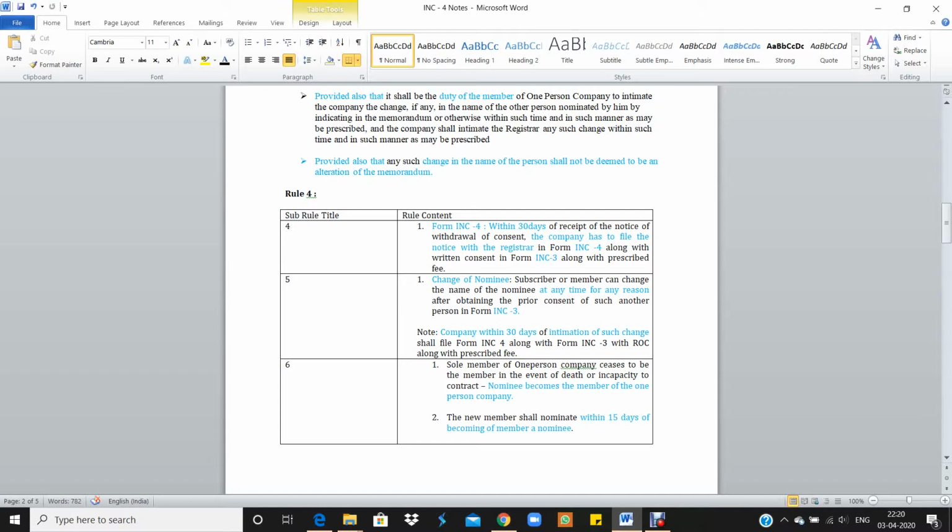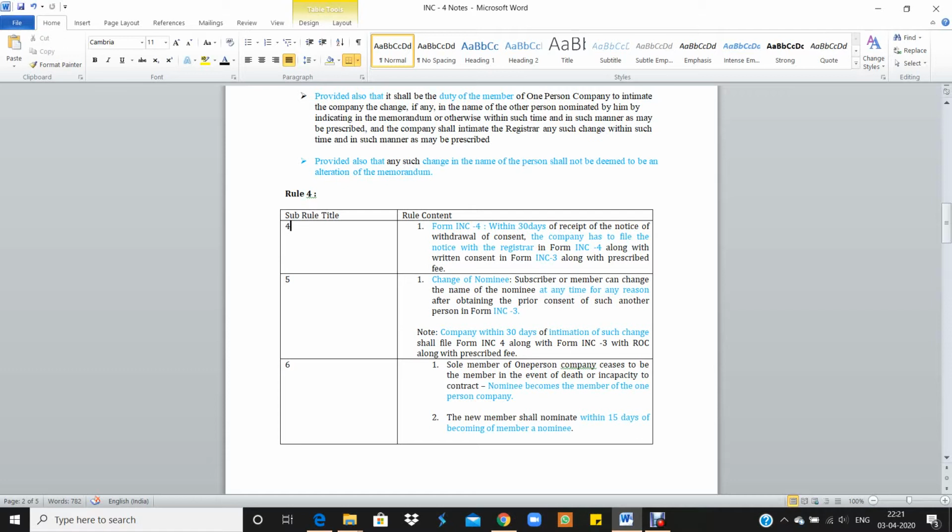Suppose for example, if you take X and Y, X is a subscriber of one person company and Y is the nominee who is appointed by X. But after some time, he does not want to continue as a nominee of the one person company. What will he do? He will give a letter, that is nothing but a withdrawal of consent, to the company and also to the subscriber. Then, within 30 days of receipt of that withdrawal consent, what does the company need to do? The company has to file INC 4 with the ROC.